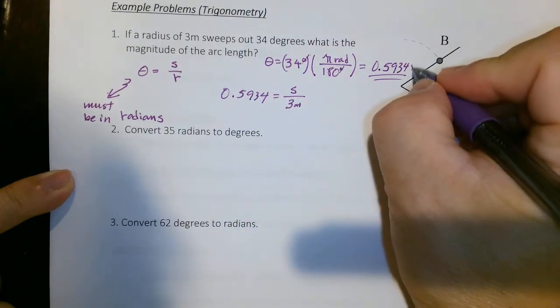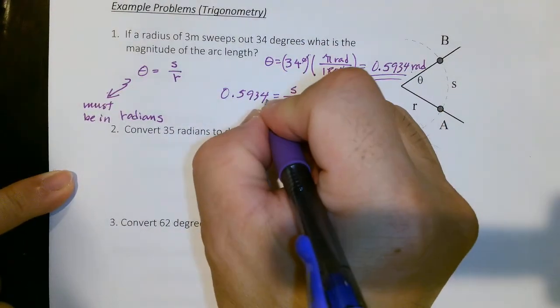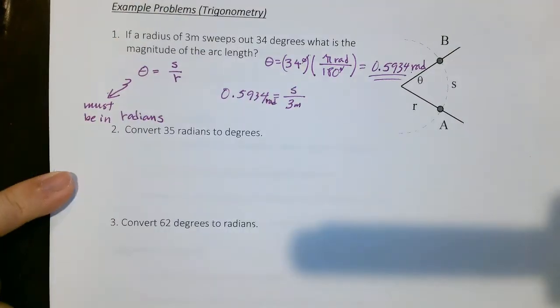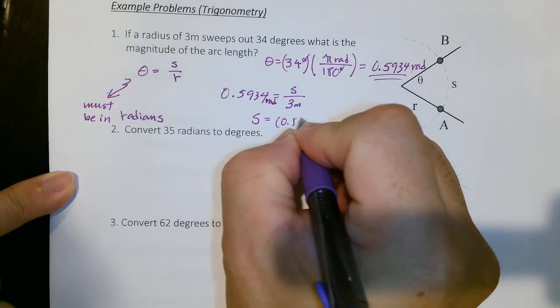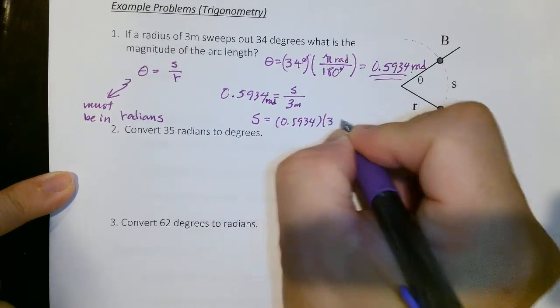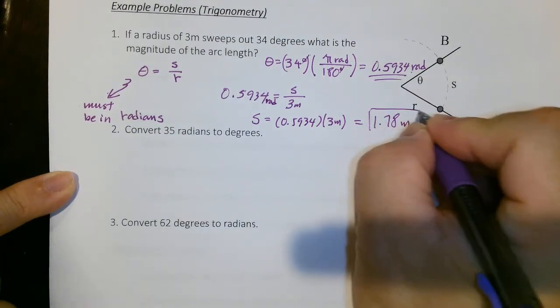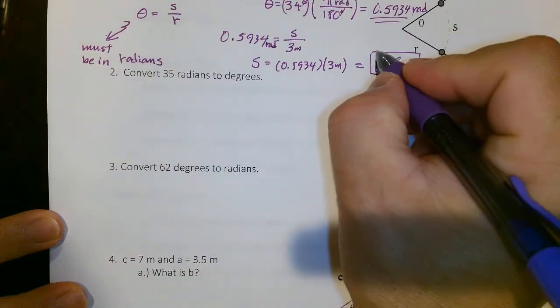Now again, radians is really no unit. So when I multiply 3 meters by 0.5934 radians, the radians just goes away, actually. Okay? So the arc length S is equal to 0.5934 times 3 meters, and that comes out to 1.78 meters. All right? I know some of you probably got 102 as the answer, but that is not correct.